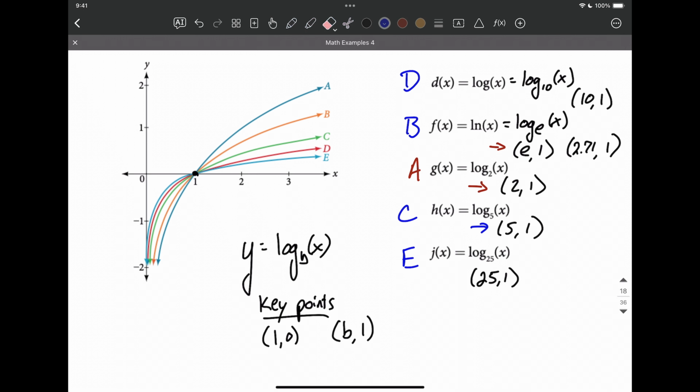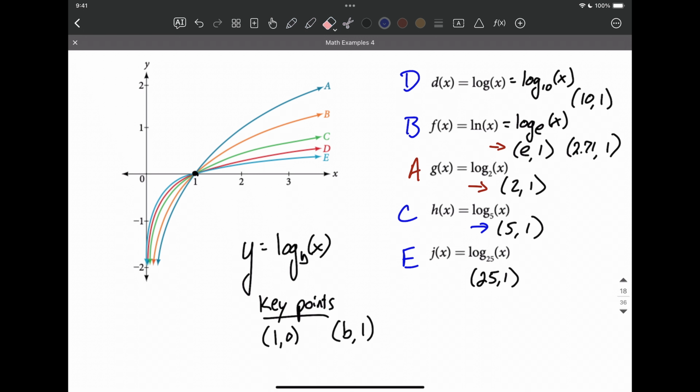All right, so what this means is if we have (25, 1) as a key point on here, we would have to go over 25 units way, way, way off to the right-hand side before we get up 1 unit. So that's why it's going to take the longest to get up to 1 unit on the y-axis. So that's why it's going to be the very lowest of all of these graphs.